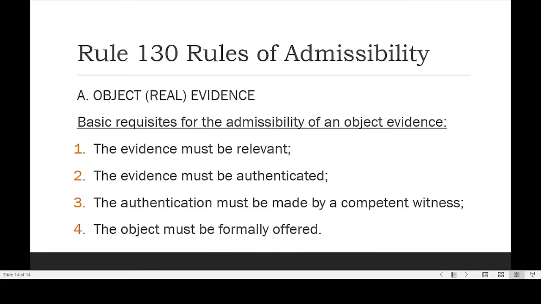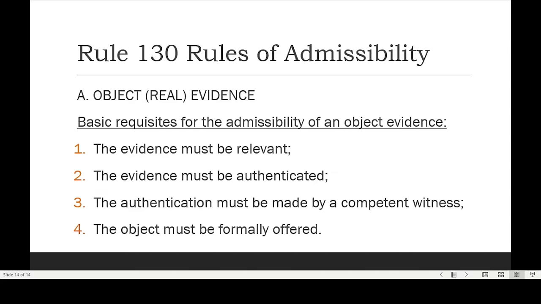Now, these basic requisites you are seeing here right now are just a more detailed enumeration of the requirements for admissibility of an object evidence. Okay? So, let's see. The first basic requisite here is that the evidence must be relevant. Okay? So, you already know that the evidence must be relevant. And then second is the evidence must be authenticated. If you're wondering, it's different from the enumeration under rule 1 to 8, right? Because where is the competence?